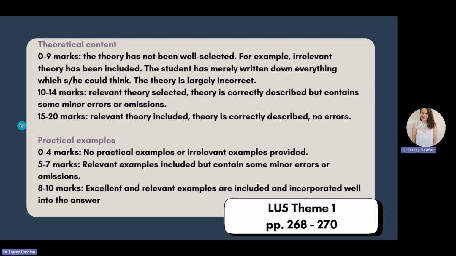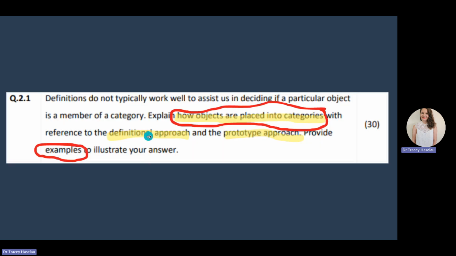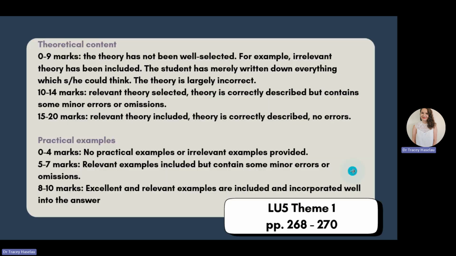So if you left out one of those theories, say, oh gosh, I didn't study definitional approach, but I do remember prototype approach. Don't get disheartened and think, oh, I've bombed on this question already because I don't know definitional approach. There are still 10 marks for prototype approach and still 10 marks for examples. Okay, so if you don't know what definitional approach is, you're likely not to put any good examples there. So let's say you'd get your 10 marks for prototype approach, you'd probably only get 5 marks for examples if you can only remember examples for the prototype approach and not for the definitional approach.